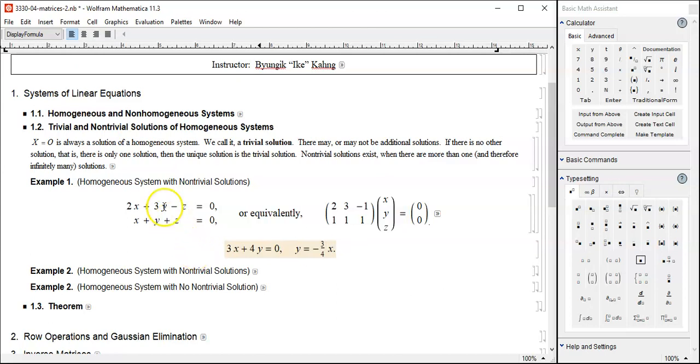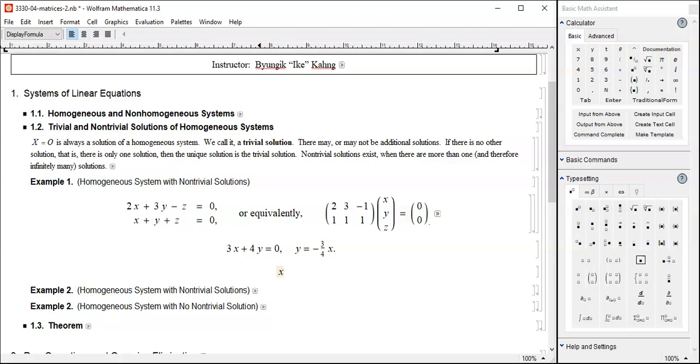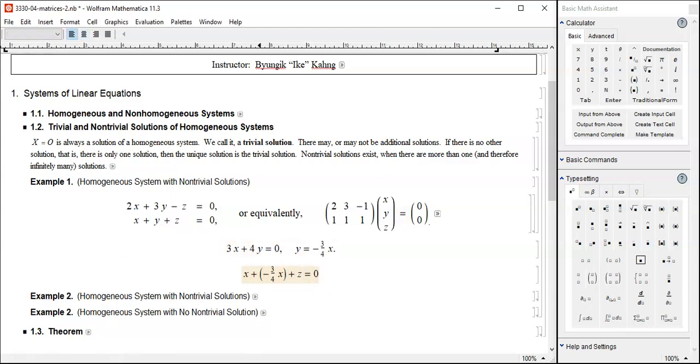Okay, one down, one more to go. Let's put these into either this equation or that equation. The latter equation is a little bit easier, so let's work it out. x plus y, but y is negative 3/4 of x. That's the second equation. And then let's simplify this. 1 minus 3/4, so this is 1/4 of x plus z is equal to 0, therefore z is equal to negative 1/4 of x.